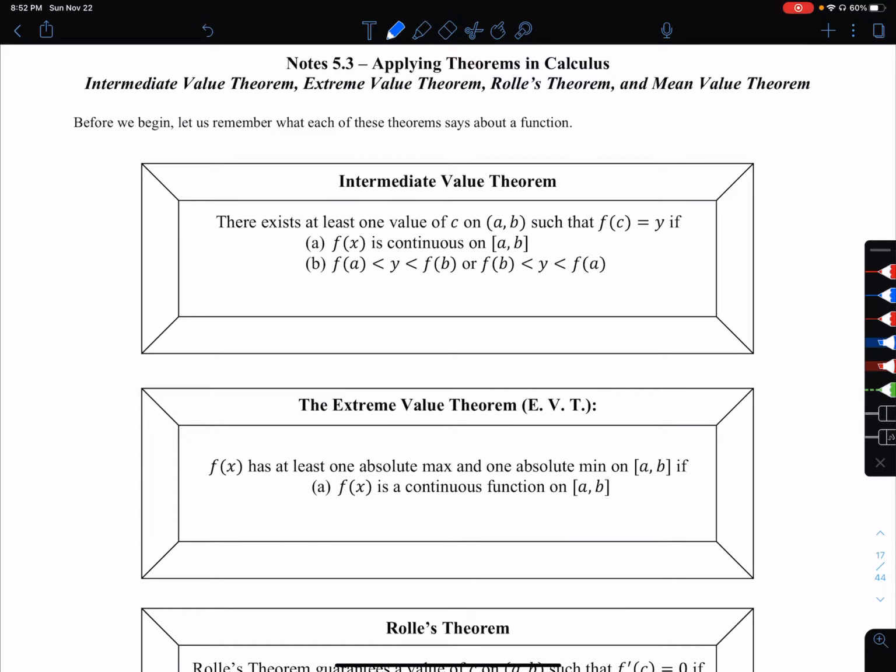This is AP Calculus AB. We're going to be reviewing the intermediate value theorem, extreme value theorem, Rolle's theorem, and the mean value theorem.